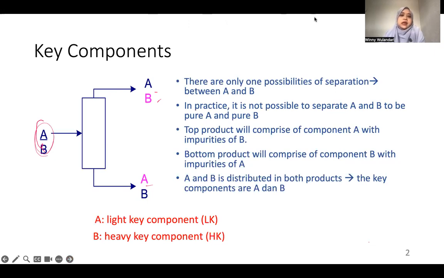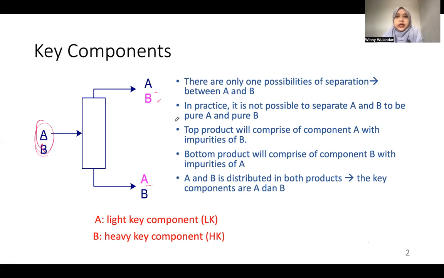Key components are important components that may be distributed among the distillate or the bottom product. So there is one possibility. In this case, you have A and B, and they are separated into pure A with a little bit of B in the distillate, and the bottom product would be the majority of B with a little bit of A. So there is only one possibility of separation between A and B in binary distillation.